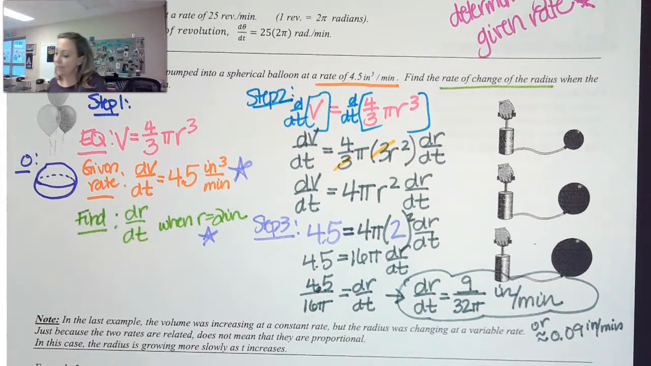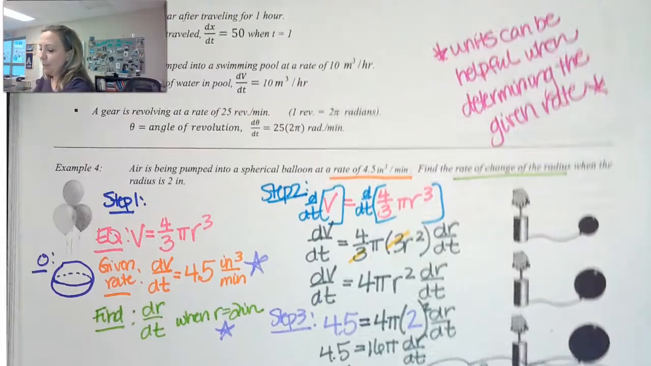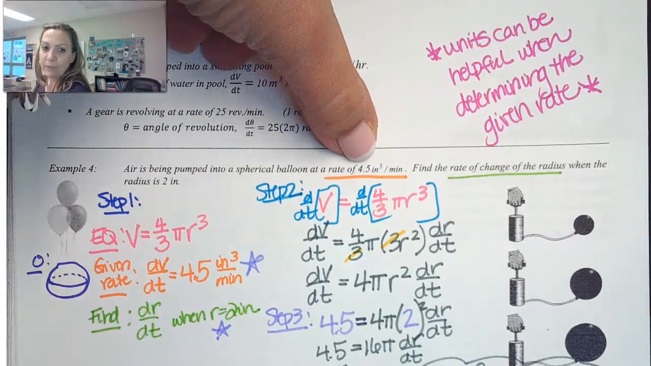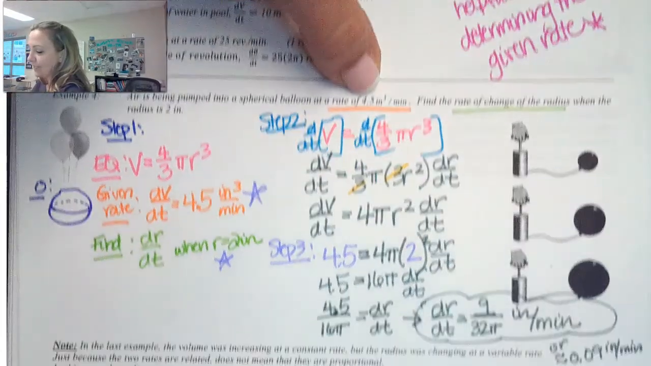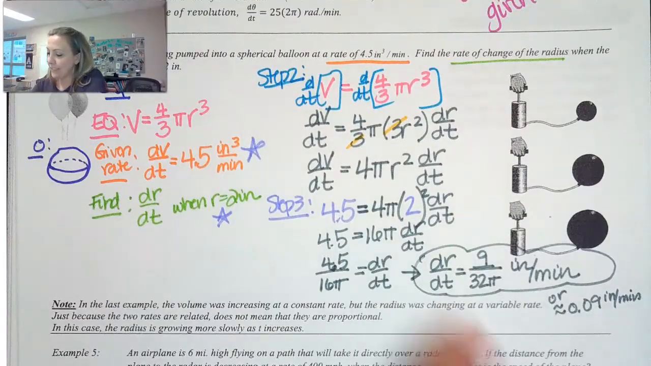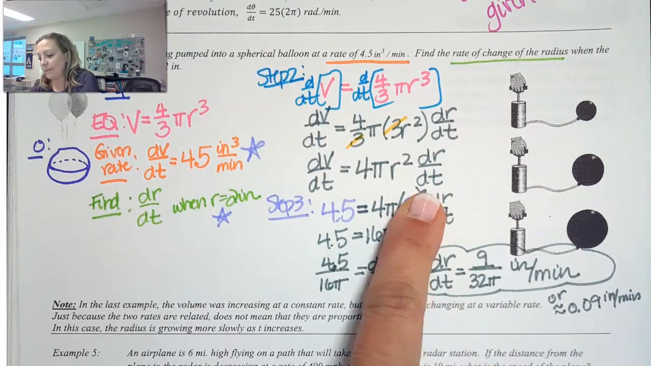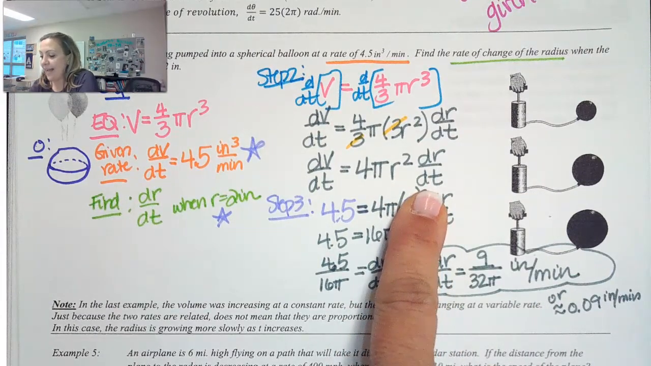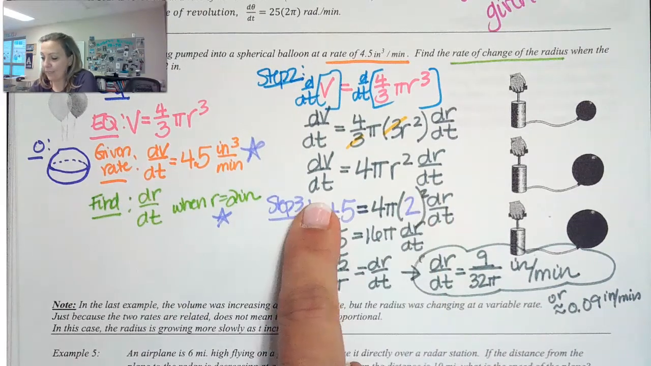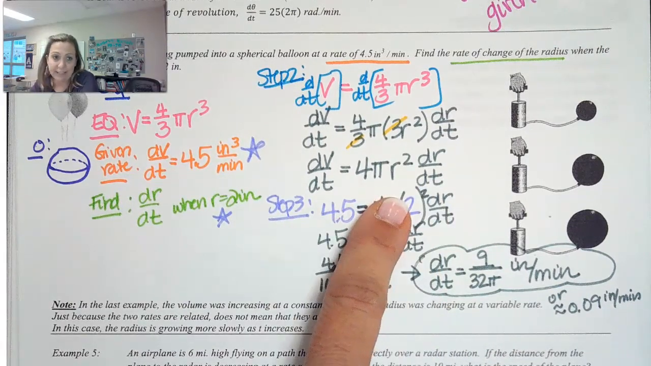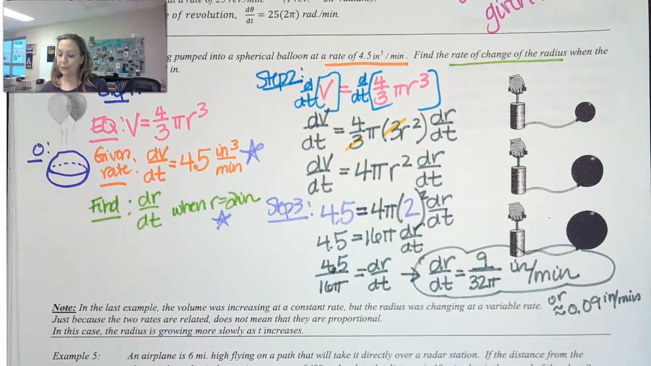One interesting thing to note in this example is that the volume was increasing at a constant rate, but our radius was increasing at a variable rate. To find our radius, that is going to be dependent on the rate of change of the volume and the radius itself. So just because two rates are related doesn't mean that they are proportional. Again, in this case, the radius is growing more slowly as the time increases.